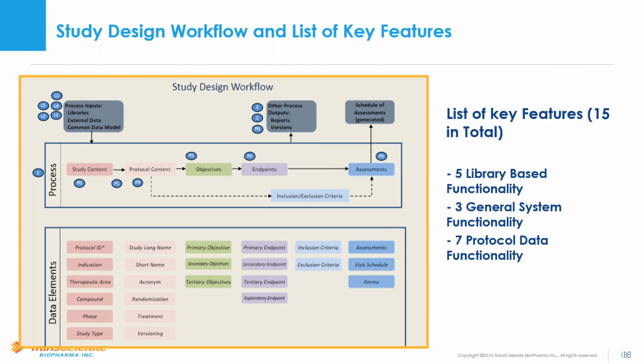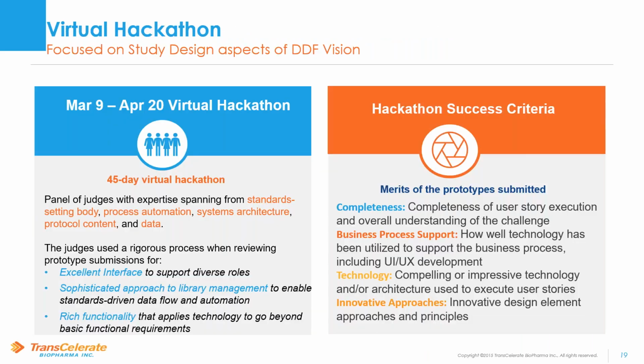Those user stories and the associated workflow provided a map for the participants with a focus on library functionality, general system functionality, and protocol data functionality. The hackathon was a 45-day event with a focus on study design aspects of digital data flow vision. With 176 registered participants and 28 teams participating. At the close of the hackathon, we received 15 submissions.